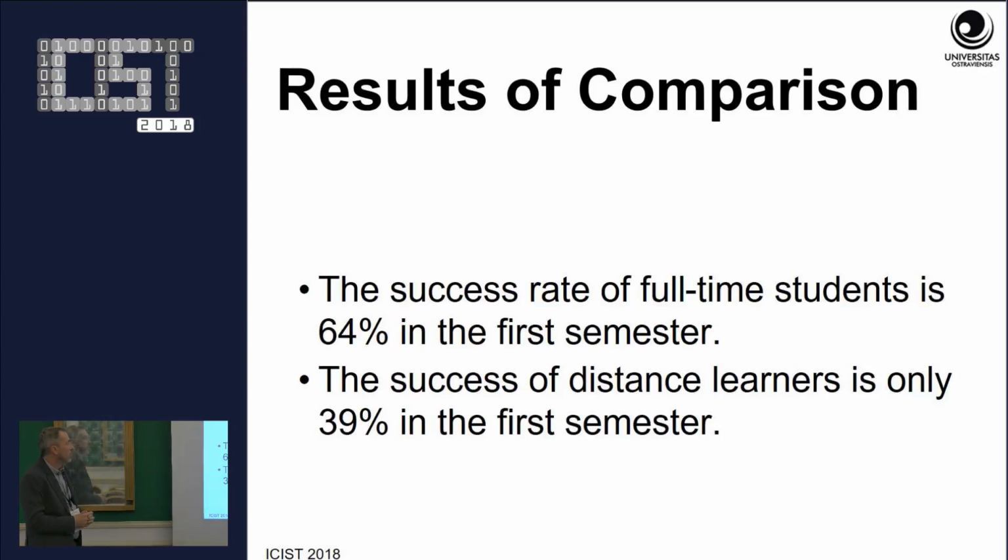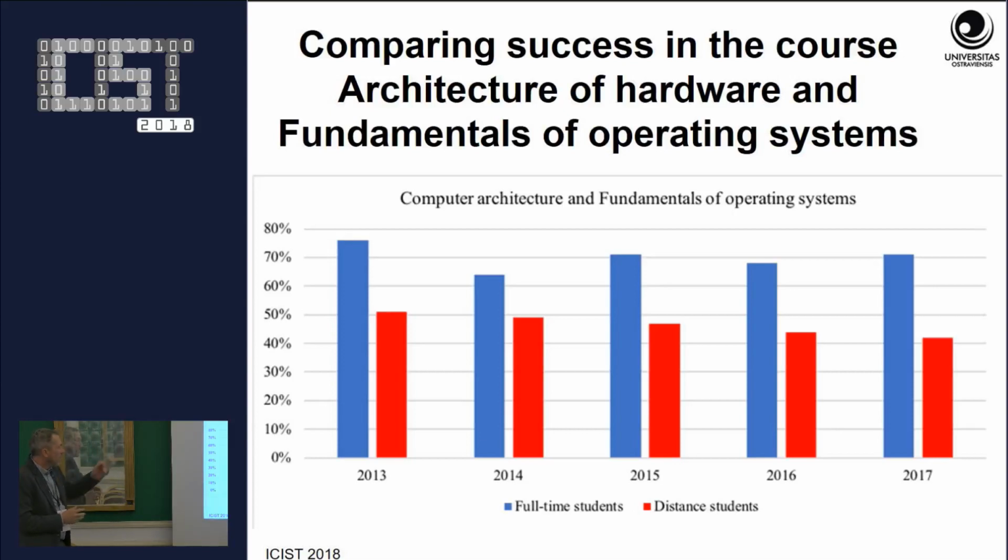These are the results of our comparison. In the first semester, the success rate of full-time students is 64%, but distance students only 39%. It's very different. This graph shows the results in the courses computer architecture and fundamentals of operating systems. This course is typically for the first semester in bachelor study. Blue is full-time, present students, and red is distance. It's very, very different, the success.